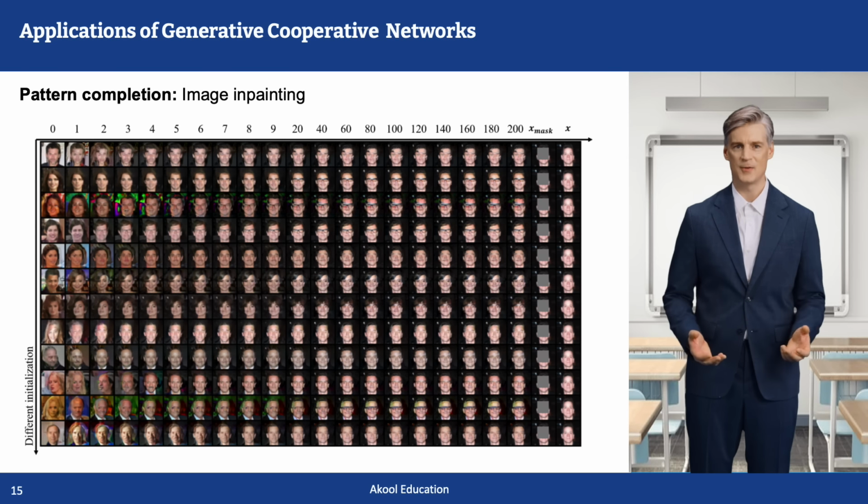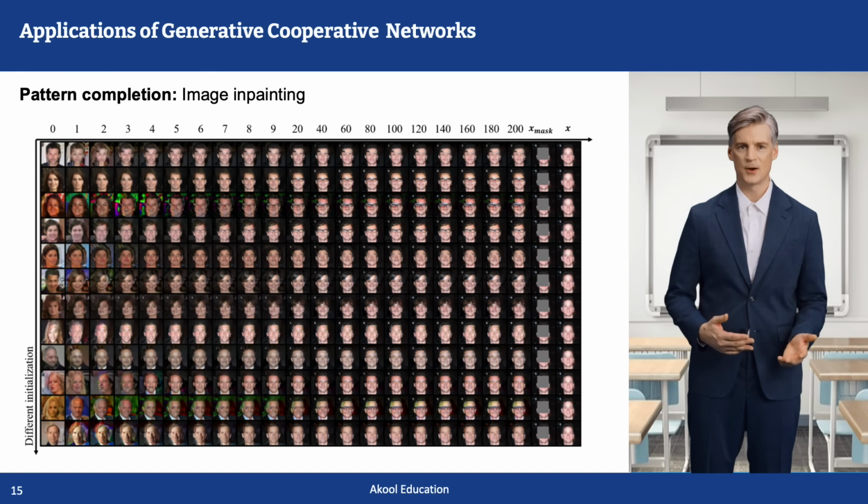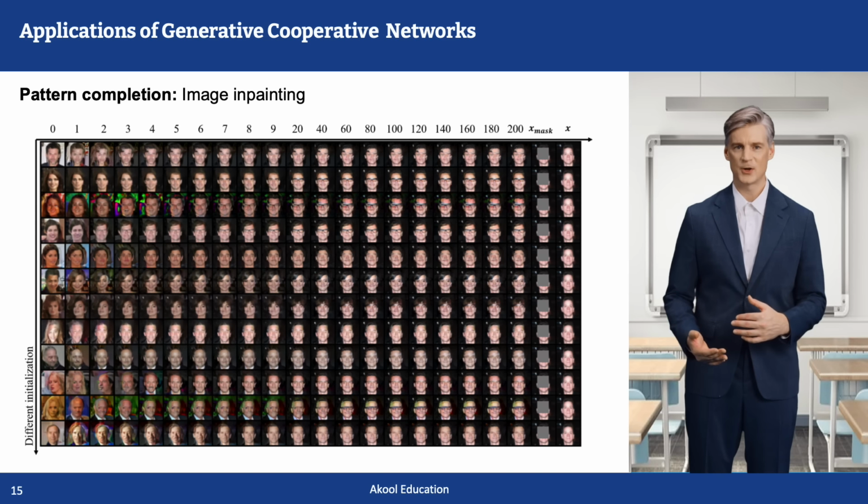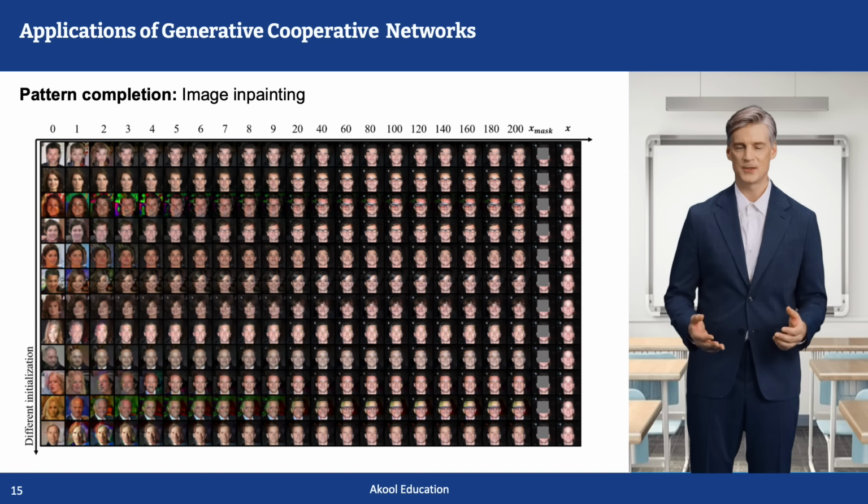The last 2 columns show the masked images and the original images respectively. We can see that the model can reconstruct the unmasked areas faithfully and simultaneously fill in the blank areas of the input images. With different initializations, the model can inpaint diversified and meaningful patterns.